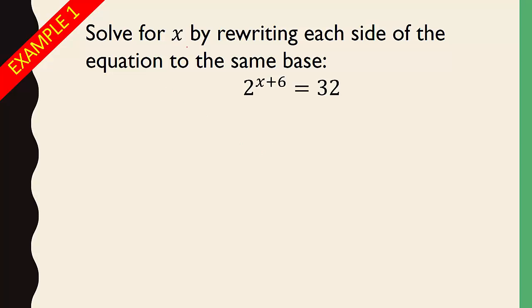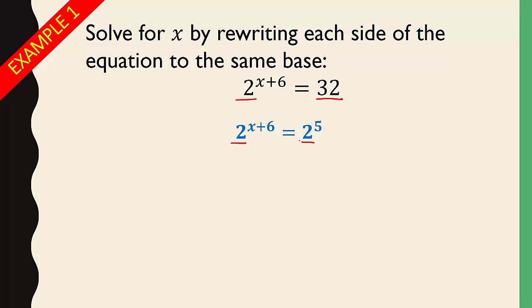First example, we want to solve for x by rewriting each side of the equation to the same base. Because right now, notice we have a base of 2 and a base of 32. I can't do anything with this exponent to solve for it until I get this to have a base of 2. So in order to do that, I'm going to rewrite 32. If you go back to your table, you remember that 32 can also be written as 2 to the 5th power. Now we have two bases that are the same. They both have a base of 2.